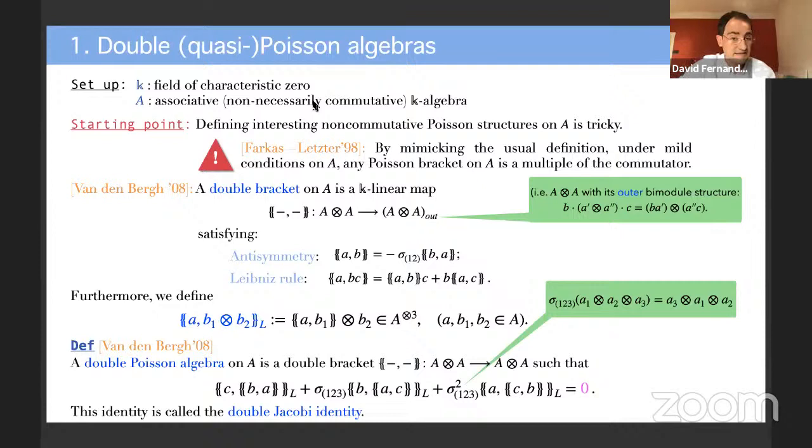And Van den Bergh defined a double Poisson algebra on an associative algebra A as a double bracket such that this special Jacobi identity, called the double Jacobi identity, holds, where some permutation appears and this identity takes place in A tensor three.